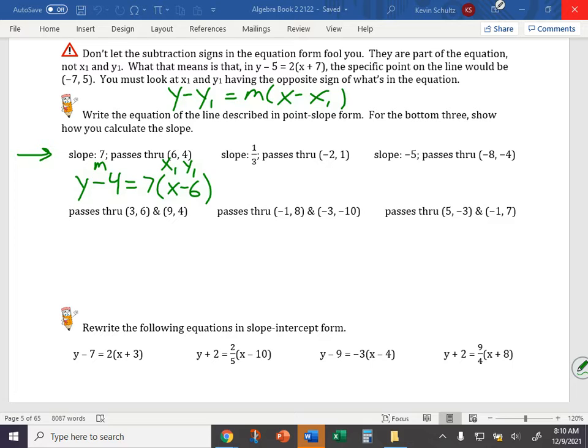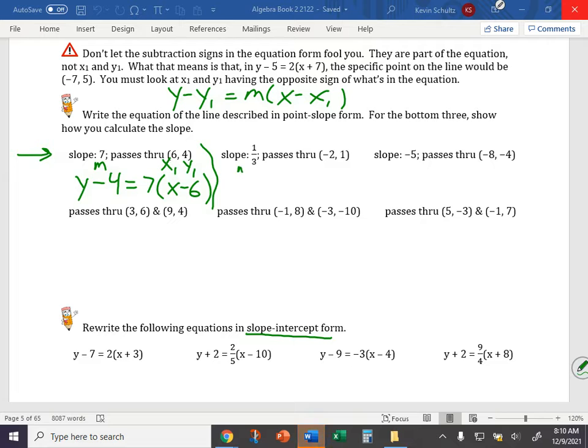So if you're then going to a different form, like down here, I give it to you in point slope form, and I have you put it in slope-intercept form, you would need to distribute and do all that stuff. We'll talk about that. A slope of 1/3, it passes through (-2, 1).